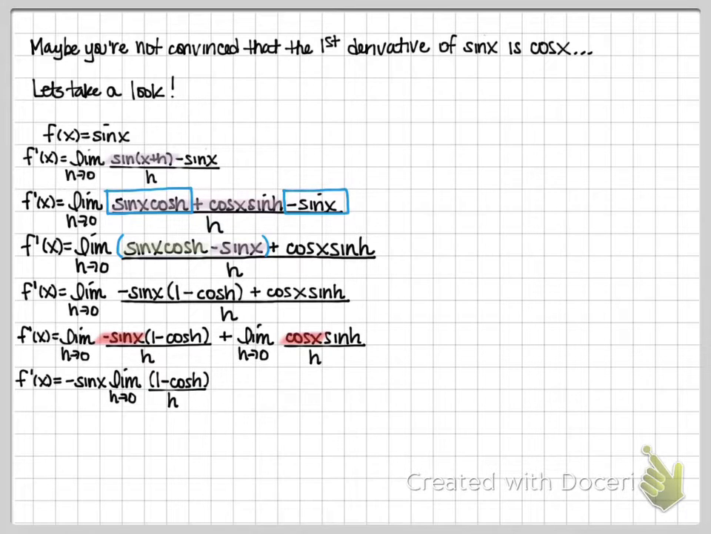And I've got my plus. Let's bring that cosine x out. So it's not affected, doesn't have an h in it, don't have to worry about it. Limit as h approaches 0. And then I can do sine h over h. Alright, I'm feeling better now.